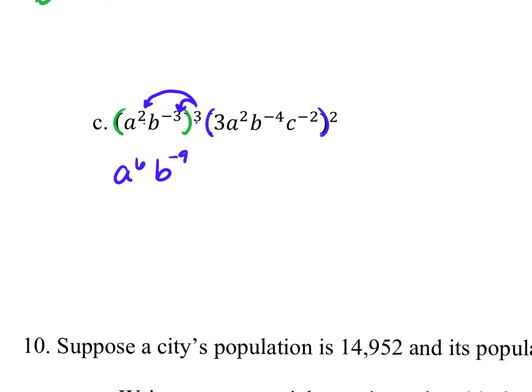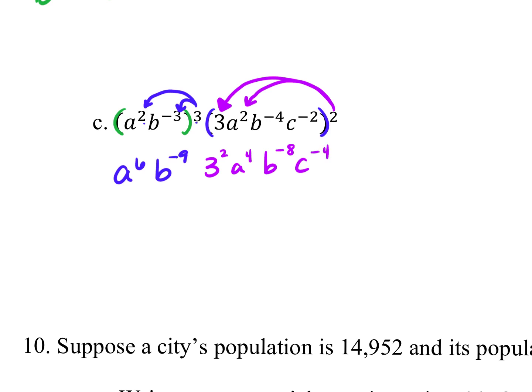Okay, now you move on to the next chunk. What does this become? 9. 3 squared. Okay, so it's 3 squared, or you can turn it into 9. I'll turn it into 9 in a minute. A squared to the second power is what? A to the 4th. You're multiplying. B to what power? The negative 8th. C to what power? The negative 4th.